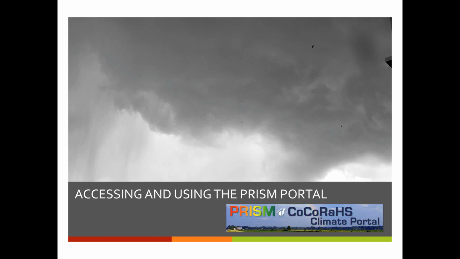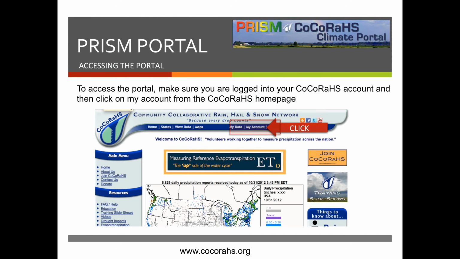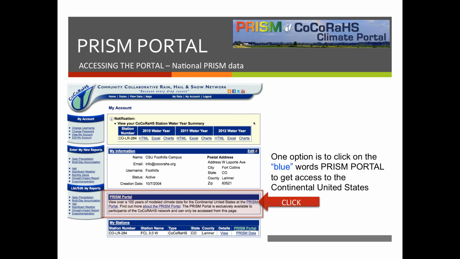Thanks, Nolan. Well, let me talk about how to access and use the PRISM portal. This is the second part of our talk here, and let's talk about how to get started. So make sure you're logged into your CoCoRaHS account when you get on the web at our website, onto our homepage there, and then click on My Account. You see where the arrow's pointing. Right there on My Account. Click there, and that will bring you up to your account page.